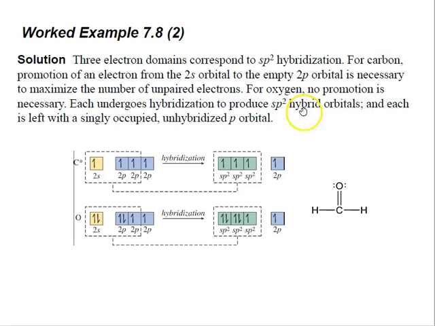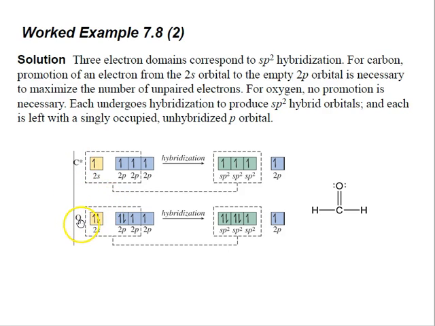For oxygen, no promotion is necessary. Each undergoes hybridization to produce sp2 hybrid orbitals, and each is left with a single occupied unhybridized p orbital. Now, that was a mouthful. Let's look at this just visually. I think a visual explanation would be helpful.